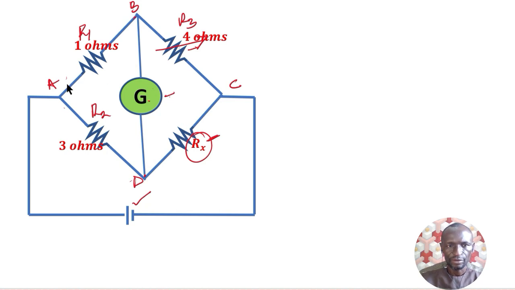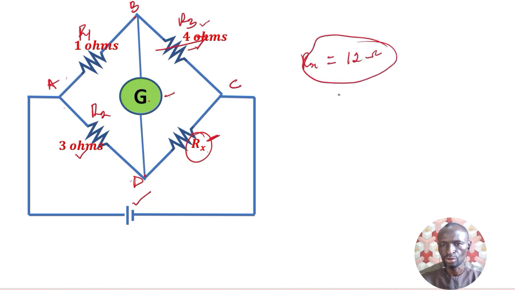Now, since resistor R1 is proportional to resistor R2, and resistor R3 becomes proportional to resistor X, if the value of resistor R1 is 1 ohm, and R2 here is 3 ohms, so for R3 to be 4 ohms, definitely Rx will be 12 ohms. Now, let me show you how it works.